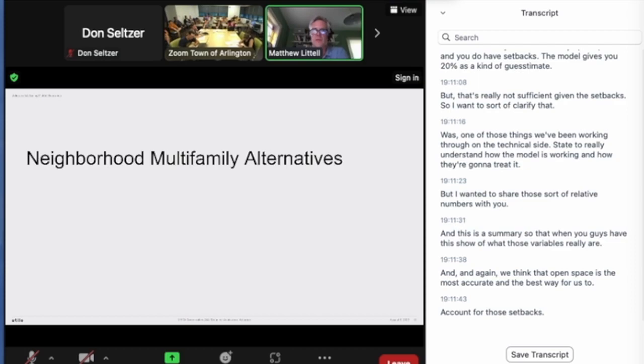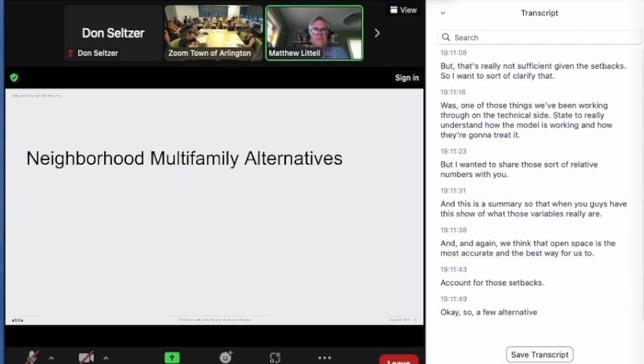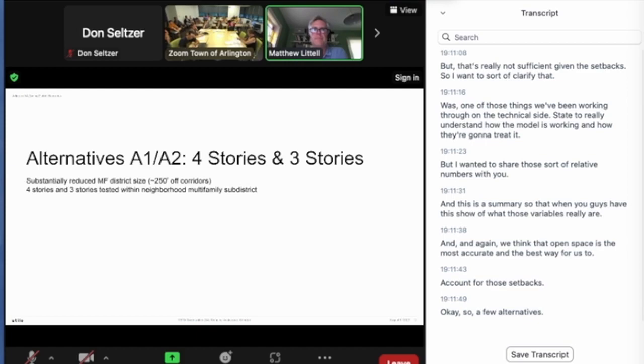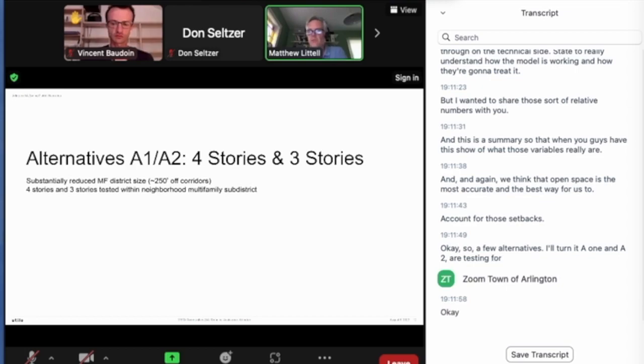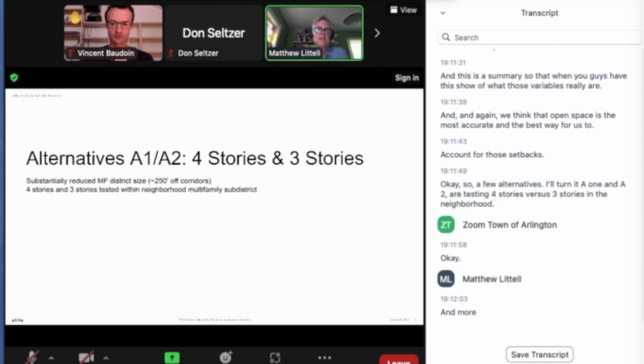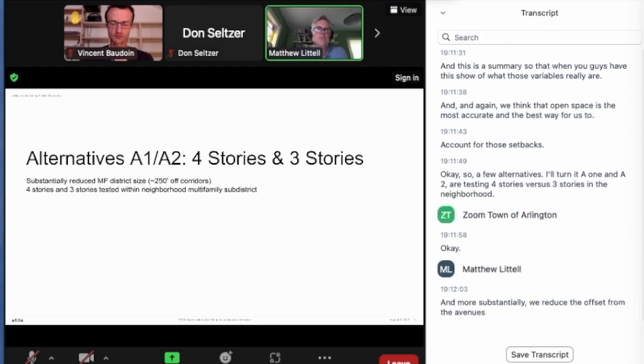Okay, so a few alternatives. Alternatives A1 and A2 are testing 4 stories versus 3 stories in the neighborhood district. And more substantially, we reduced the offset from the avenues to 250 feet instead of 350 plus.